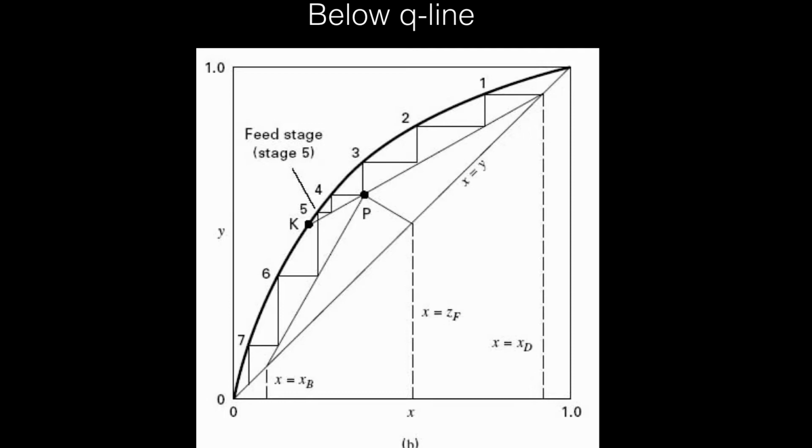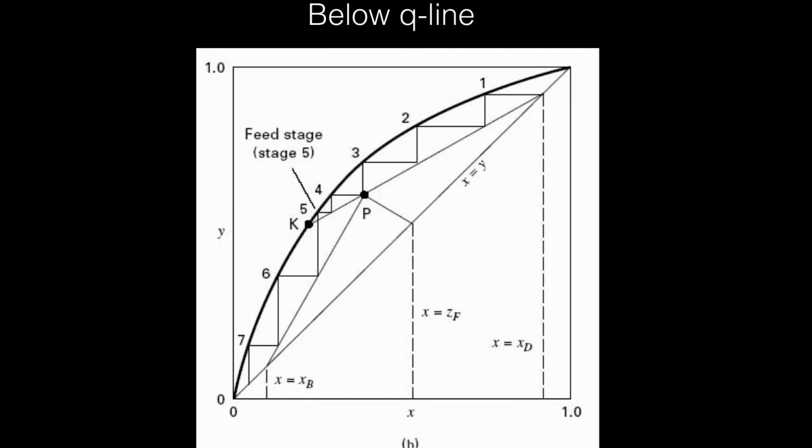The feed occurs at the point at which we step from the rectifying section to the equilibrium curve and then back to the stripping section operating line. In other words, the feed occurs at the junction between the two sections, as you might expect when we transition from one section to another. That's the definition of the feed.